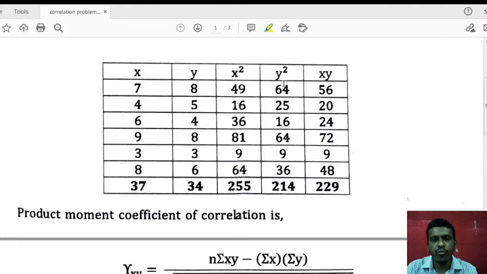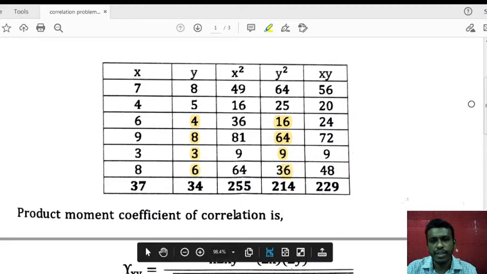Similarly, do it for y. 8 8s are 64, 5 5s are 25, 4 4s are 16, 8 8s are 64, 3 3s are 9, and 6 6s are 36. Once we do it, we find out the total of x square and the total of y square.